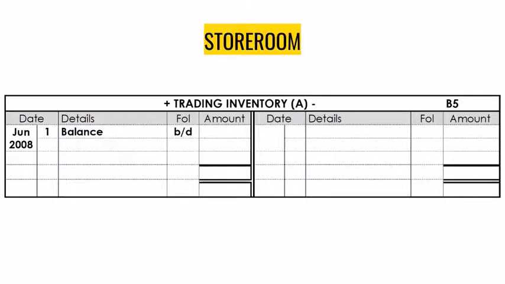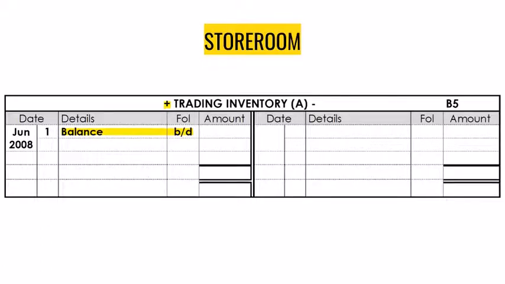So trading inventory. I want you to picture trading inventory as the storeroom of the business. Obviously, you can't start a new month in your business with an empty storeroom, otherwise you won't have any products available to sell to customers. So the products that are in your storeroom when the month starts is what we call the opening balance, and it goes to the plus side of the trading inventory account.